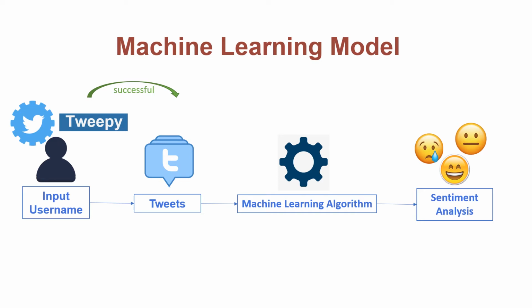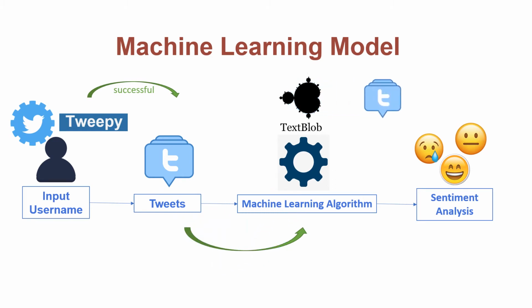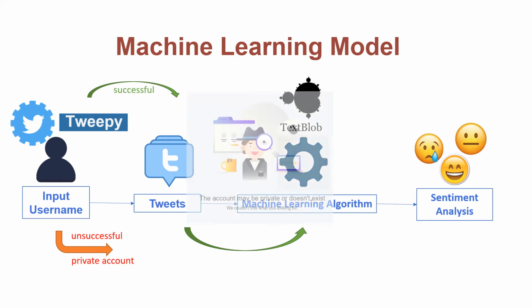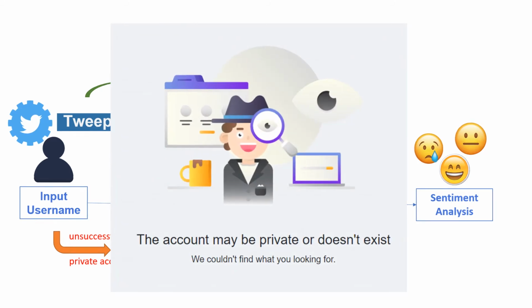After the tweets have been fetched, each of them will then be analyzed by the TextBlob module to identify their respective sentiments, showing the results whether the emotion of the tweets are positive, negative, or neutral. If the application gets an invalid username or if the username's account is private, it will prompt the user that it cannot find its tweets.